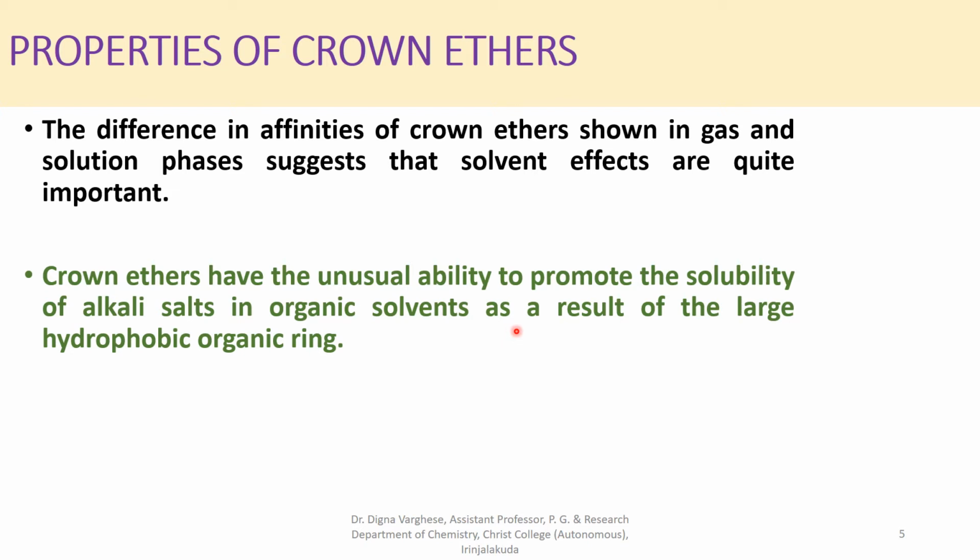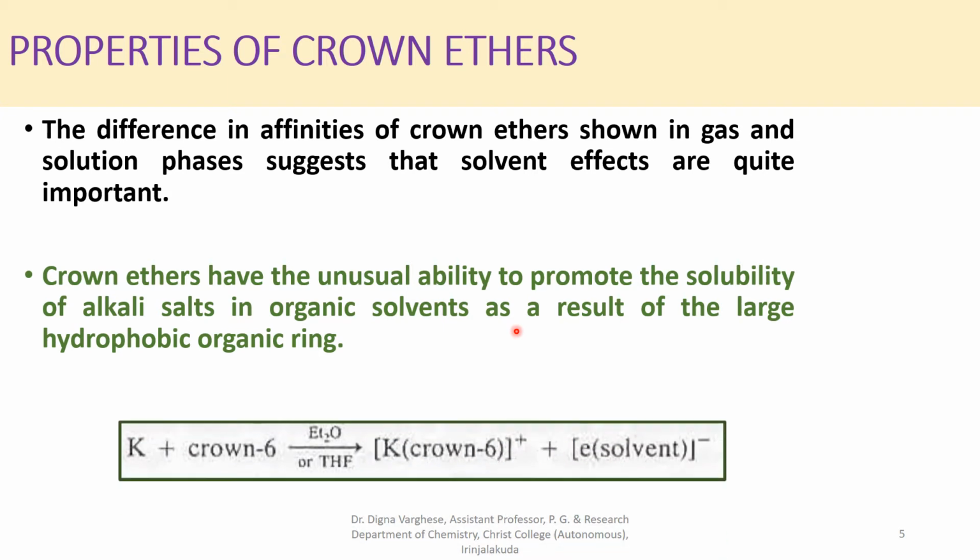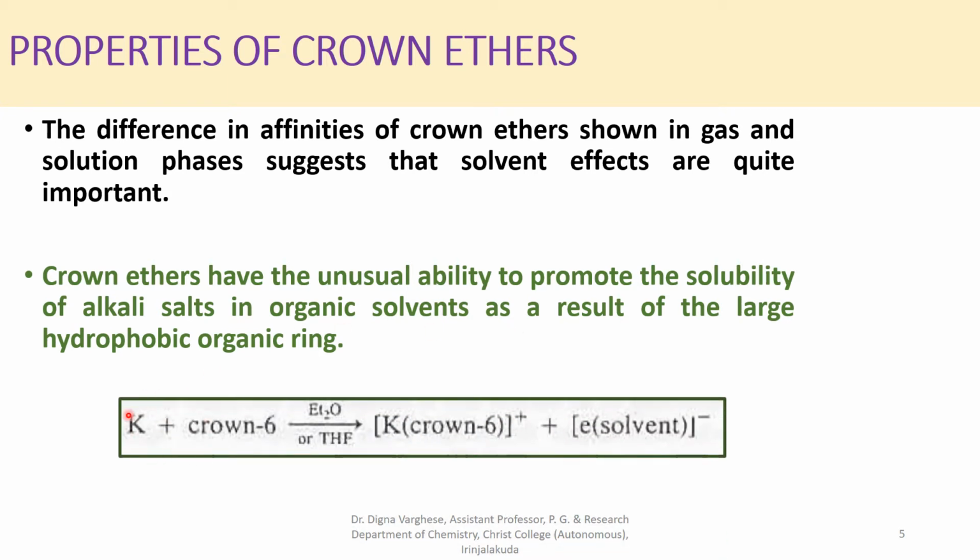The ability to complex and stabilize alkali metal ions has been exploited several times to effect syntheses that might otherwise be difficult to impossible. So here we can see a reaction. Potassium reacts with crown 6, 18 crown 6, in diethyl ether or tetrahydrofuran as solvent. We will get an alkali metal complex, that is potassium crown 6 plus complex and an electron.